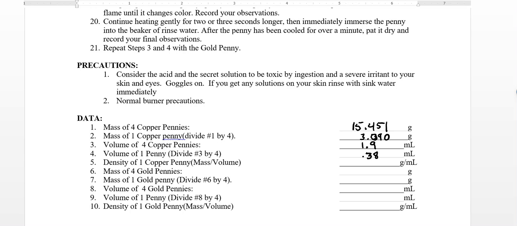Okay. All right. So the density of 1 copper penny is, of course, going to be mass divided by volume. So what is that? 8.1, which, considering the fact that we're using graduated cylinders that can only measure to 1 decimal place, is not bad, since you know that the actual density of copper is 8.9. So that ain't bad. Okay, it's not great, but it's not bad.